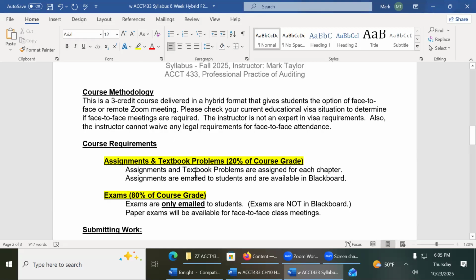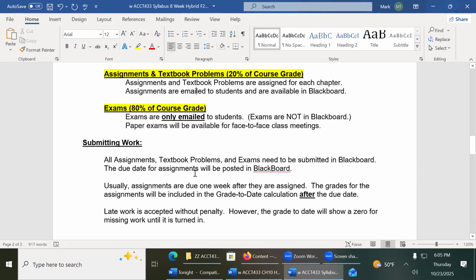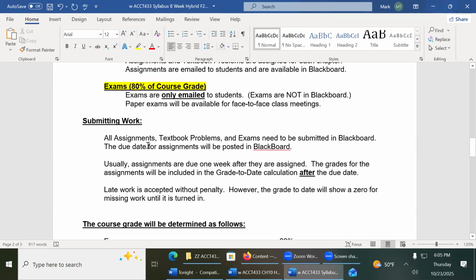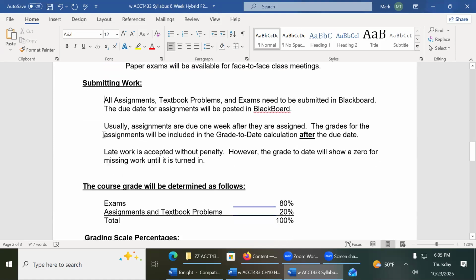So I think we have off for fall break. But I think I'm going to do shorter exams every week, and that'll keep me on track too, because I try to put too much stuff in these chapters, especially with this class, because it's a shorter class.